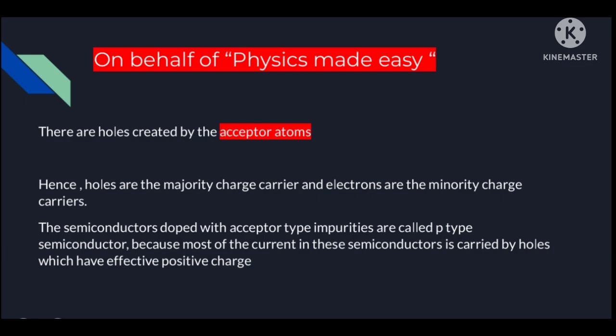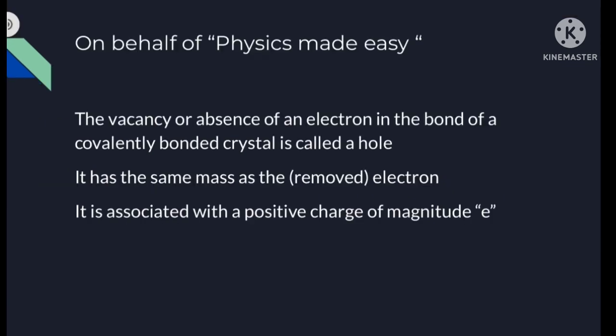Hence, holes are the majority charge carriers and electrons are the minority charge carriers. The semiconductors doped with acceptor type impurity are called p-type semiconductor. And why is this called acceptor type impurity? Because each trivalent impurity atom accepts one electron from the valence band of the silicon. So it is known as acceptor impurity, and this semiconductor is known as a p-type semiconductor.